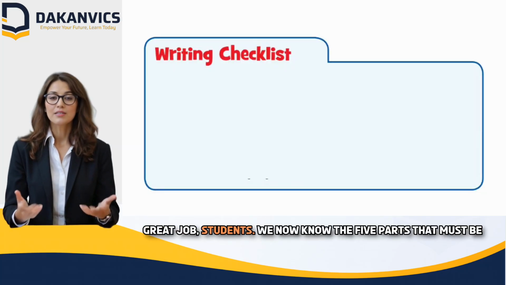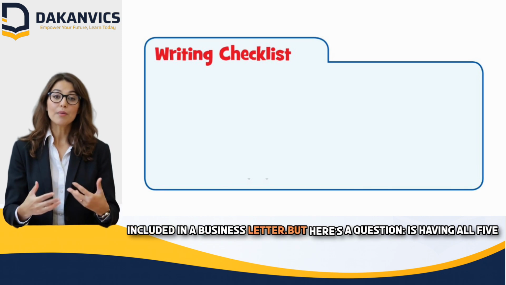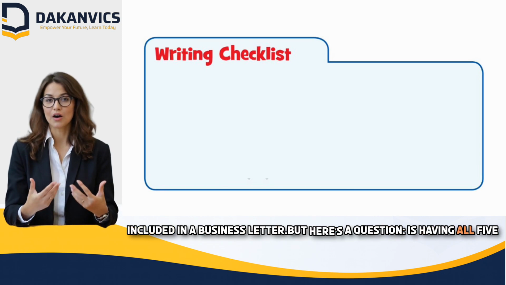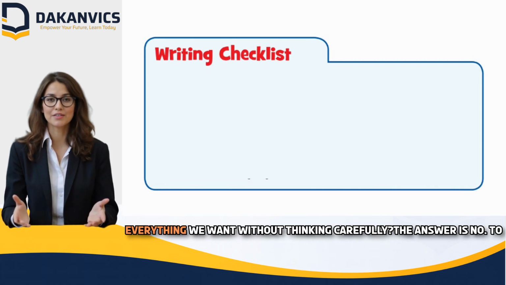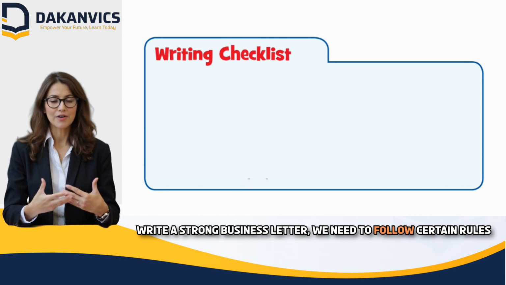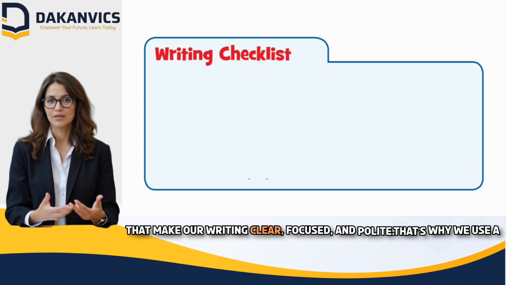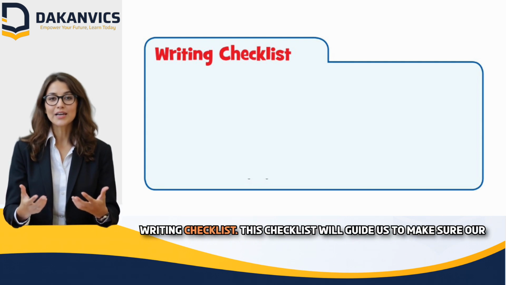Great job, students. We now know the 5 parts that must be included in a business letter. But here's a question. Is having all 5 parts enough to make a good business letter? Or can we just write everything we want without thinking carefully? The answer is no. To write a strong business letter, we need to follow certain rules that make our writing clear, focused, and polite. That's why we use a writing checklist.